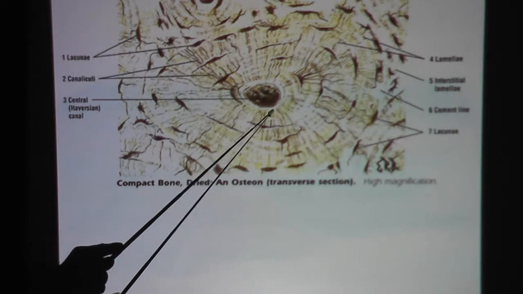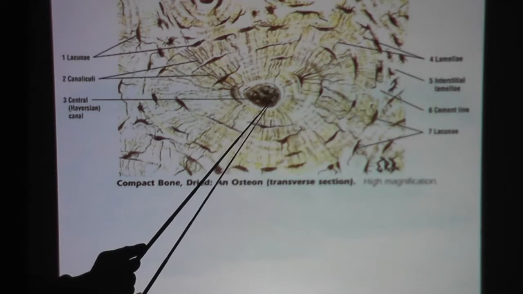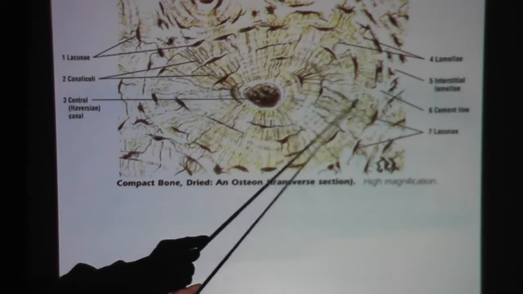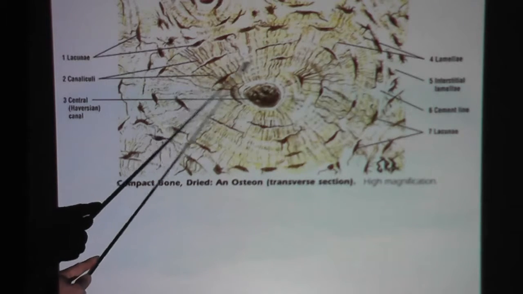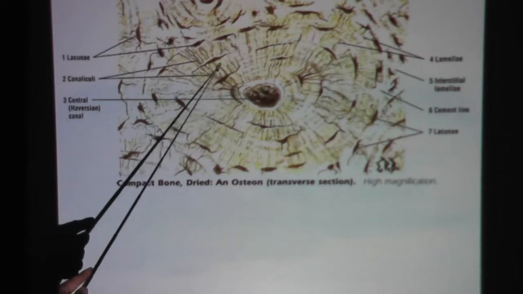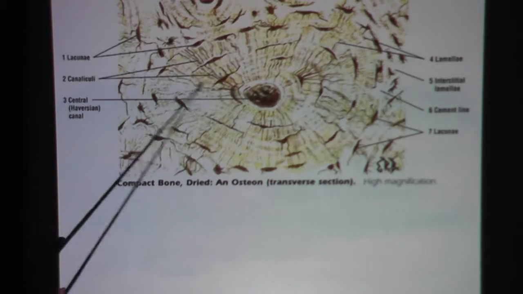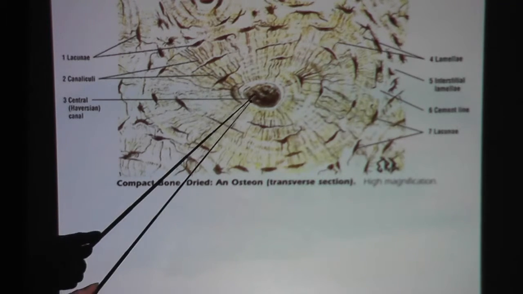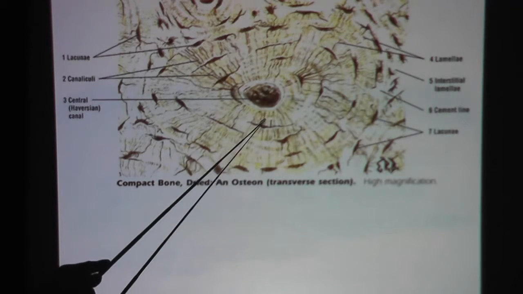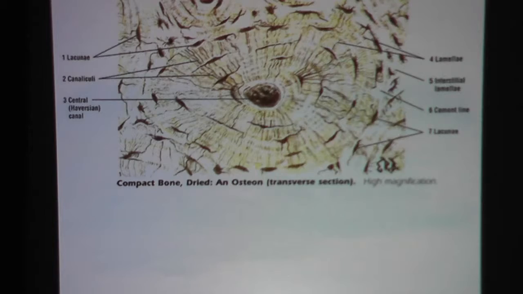Now in this view, there's another new word I want to introduce. If you see these small fine lines coming out from the central canal, out to the different lacuna, those small fine lines are called canaliculi. Canaliculi is plural, okay? These dark little fine lines seem to be radiating outward from the central canal, going towards the lacuna and the osteocyte. Those would be canaliculi.